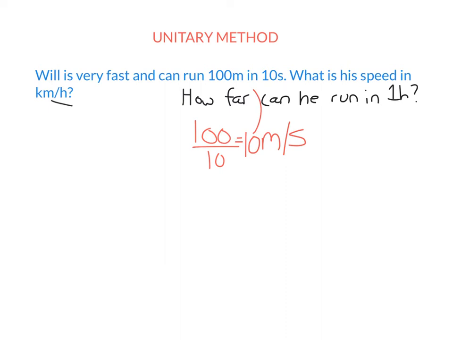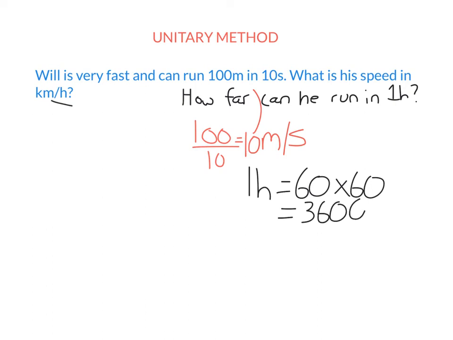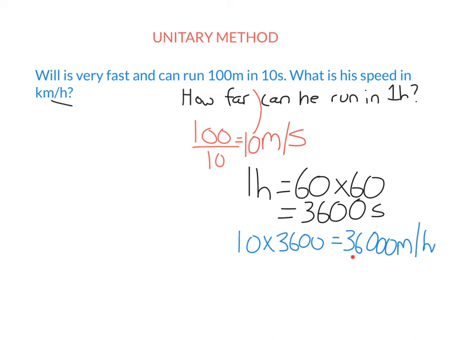So how many seconds are in an hour? Well, of course, there are 60 seconds in a minute and 60 minutes in an hour. So in 1 hour, 60 times 60, which is 3,600 seconds, right? So if he can go 10 meters in 1 second, he can go 10 times 3,600, which is 36,000 meters in 3,600 seconds, or if you like, in 1 hour.